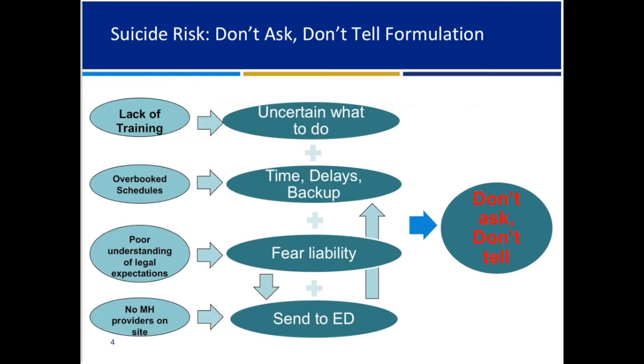First, many clinicians are just uncertain as to what to do. They're uncertain as to how to screen for suicide risk, and they're uncertain as to what to do if the person screens positive. So that uncertainty tends to reduce the probability that the question even gets asked.